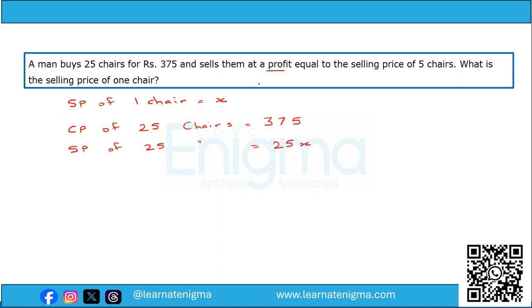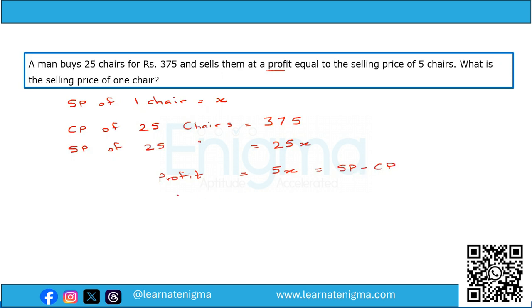Now, profit is mentioned here in this transaction as selling price of 5 chairs. So therefore, that will be 5x. Now, the general basic formula for profit is selling price minus cost price.